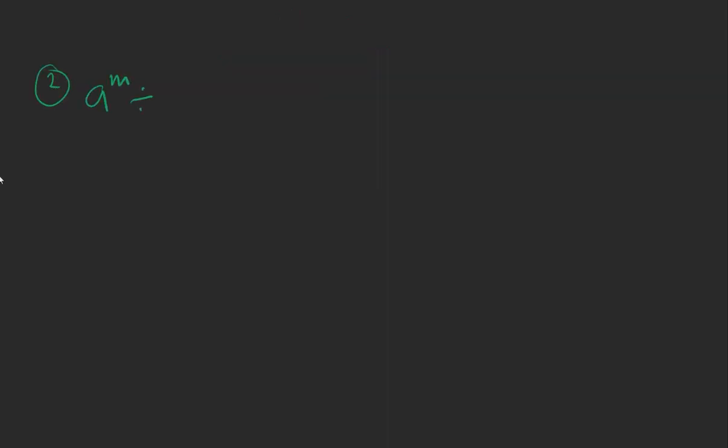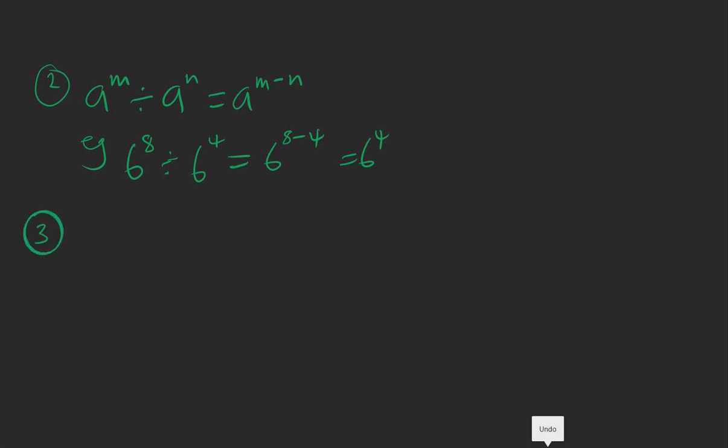The second rule of indices is a raised to the power m divided by a raised to the power n is equal to a raised to the power m minus n. Here, the base is the same. An example is 6 raised to the power 8 divided by 6 raised to the power 4. Since the base 6 are the same, it is equal to 6 raised to the power 8 minus 4, which is 6 raised to the power 4.